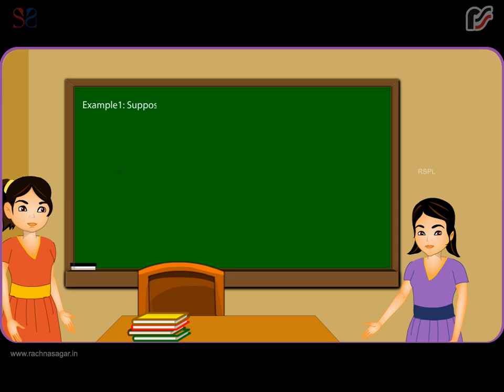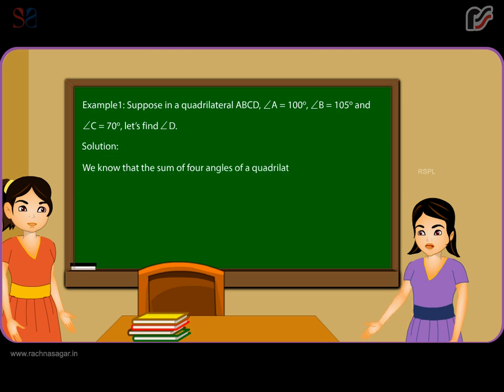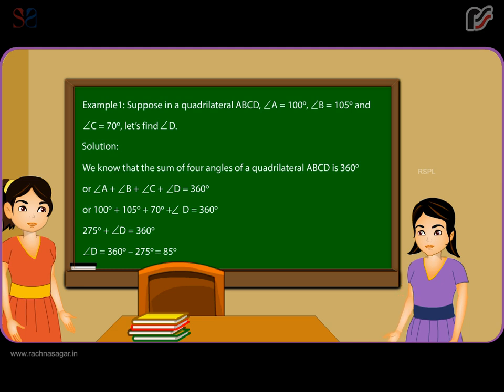Example 1. Suppose in a quadrilateral ABCD, angle A is equal to 100 degree, angle B is equal to 105 degree, and angle C is equal to 70 degree. Let's find angle D. We know that the sum of 4 angles of a quadrilateral ABCD is 360 degree, or angle A plus angle B plus angle C plus angle D is equal to 360 degree, or 100 degree plus 105 plus 70 degree plus angle D is equal to 360 degree. 275 degree plus angle D is equal to 360 degree. Angle D is equal to 360 degree minus 275 degree is equal to 85 degree.